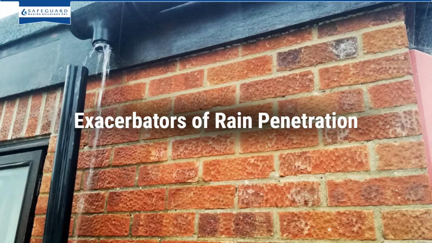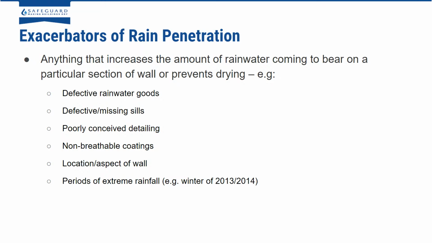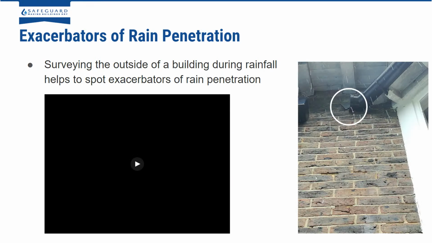Now we're just going to look at those exacerbators of rain penetration. So these are anything that, like we said earlier, allows rainwater to bear on a particular section of the wall and prevent drying. So we're just going to start going through those. So one of them, like I said earlier, is anywhere where there is defective guttering.